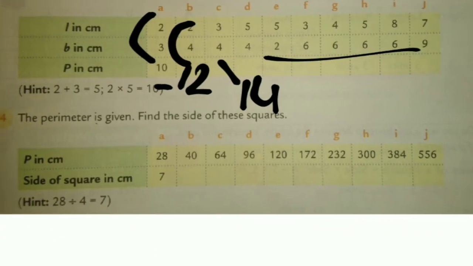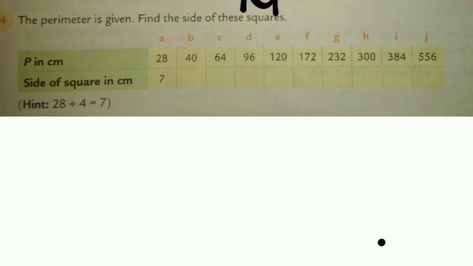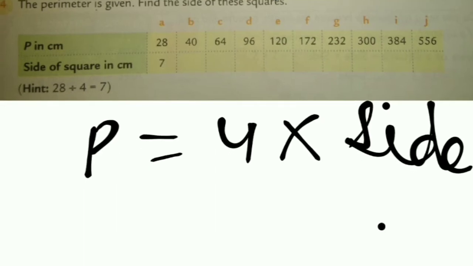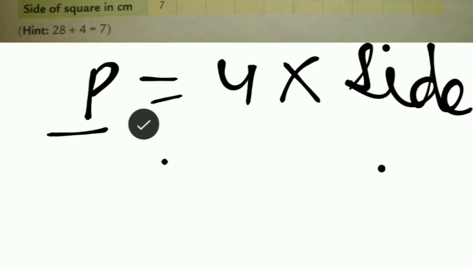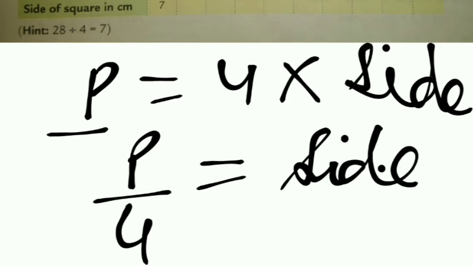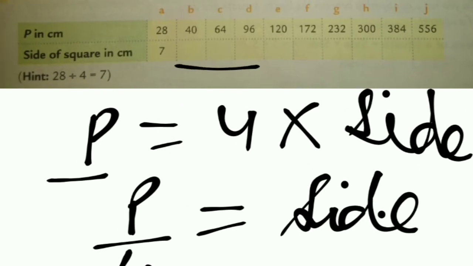Next, find the sides of these squares. Perimeter is given. So now we have the perimeter, and we know that the formula is P equals 4 into side. Now we have the perimeter, so what is the new formula? P upon 4 equals side. This is the formula we have to use for finding the sides. So 40 divided by 4 we get 10. 64 divided by 4 we get 16. Like this we can solve the remaining questions.